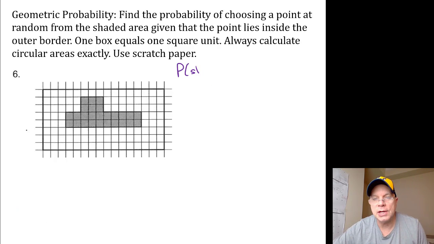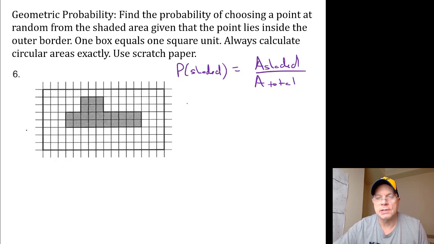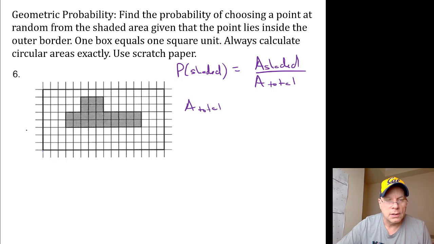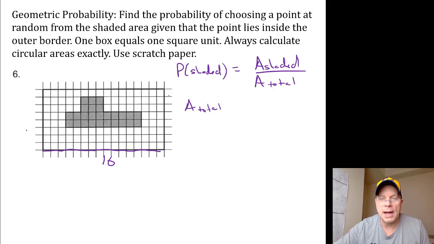Probability of landing in the shaded region equals the shaded area compared to the total area. Total's easy, the easy one here. The total area, it's a big rectangle. 16 by 8 rectangle, which is 128 units squared.